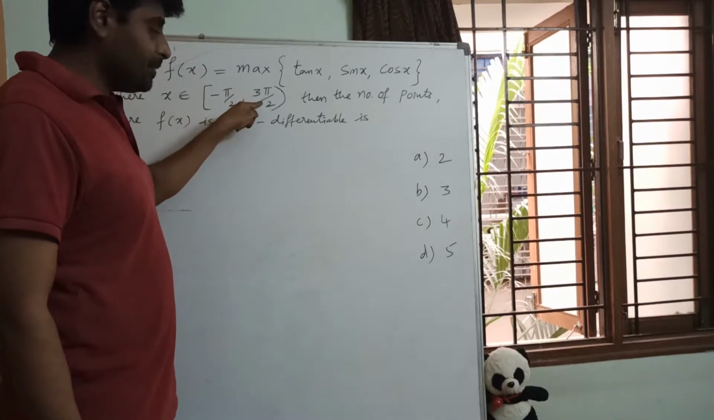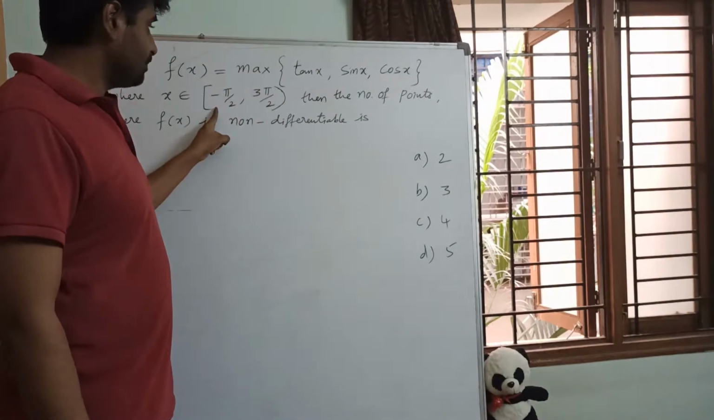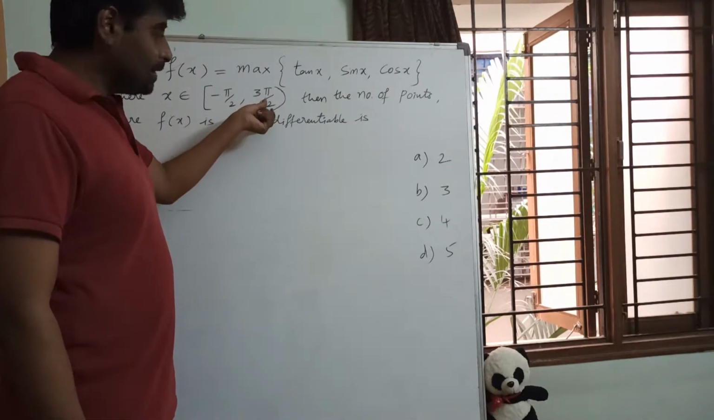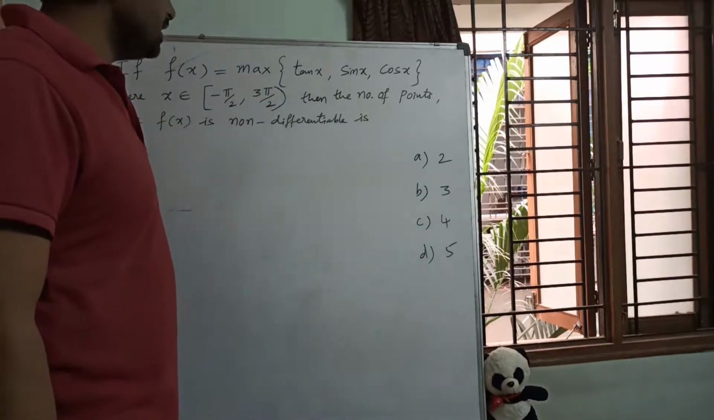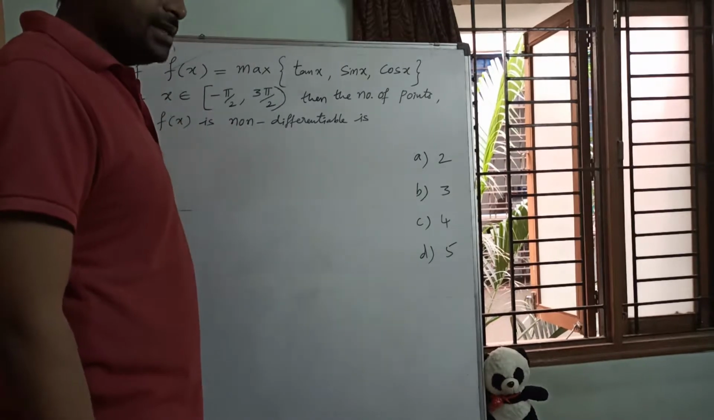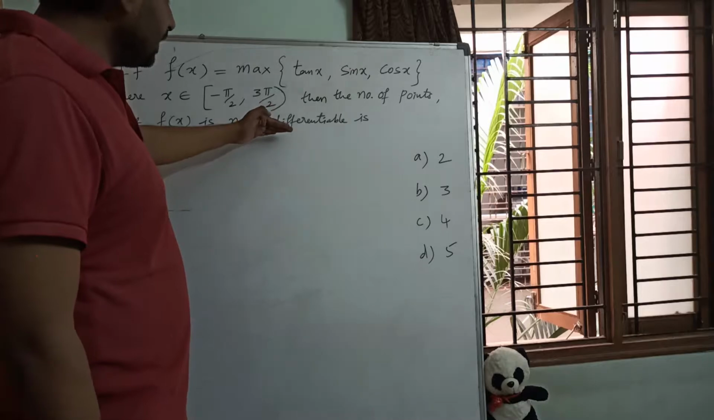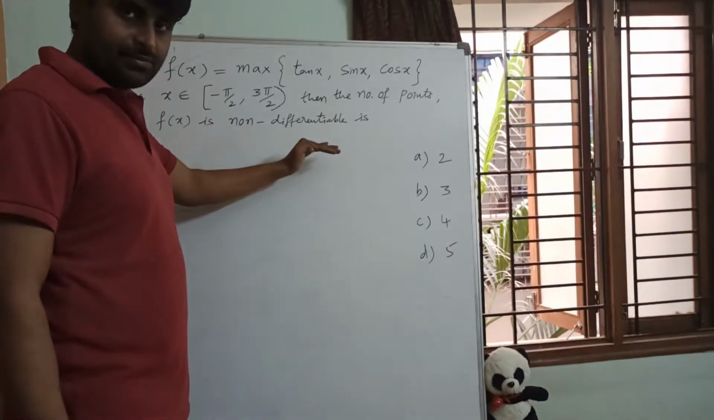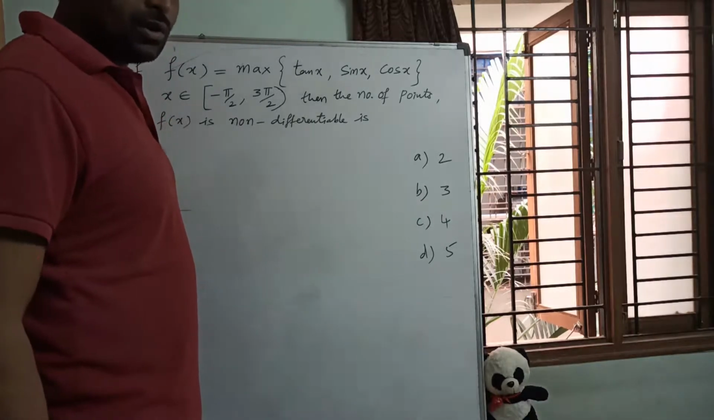So below 3 pi by 2, below 270, and from minus 90. From minus 90 below 270. Then the number of points where f of x is non-differentiable is. It was already given that the function is non-differentiable, maybe non-continuous. Wherever a function is not continuous, it is not differentiable.